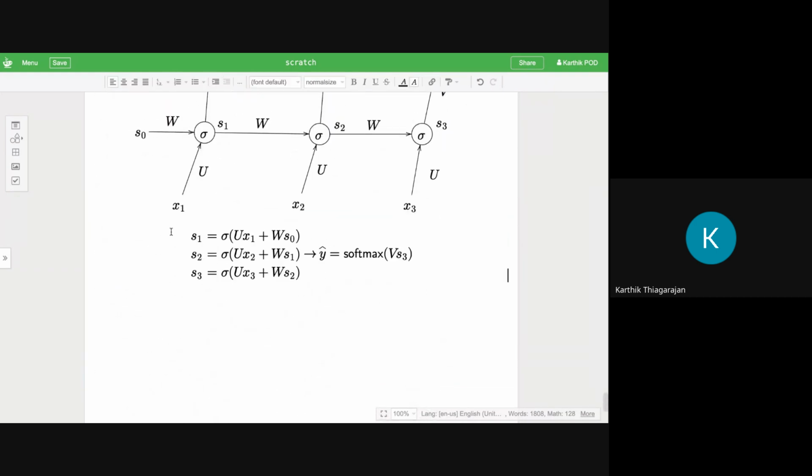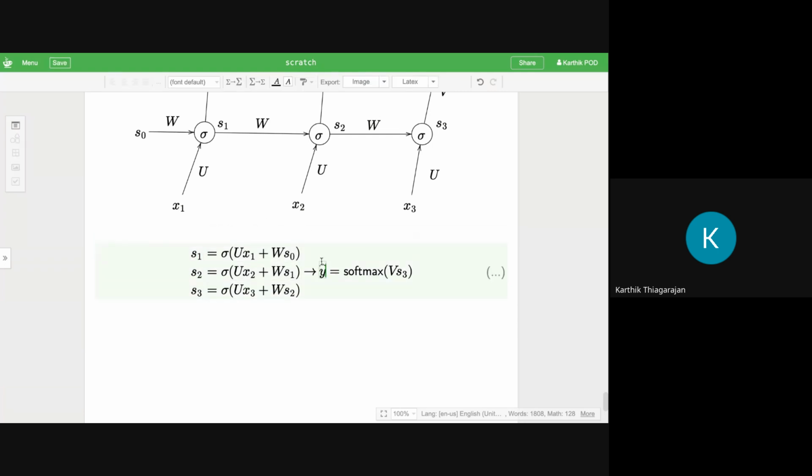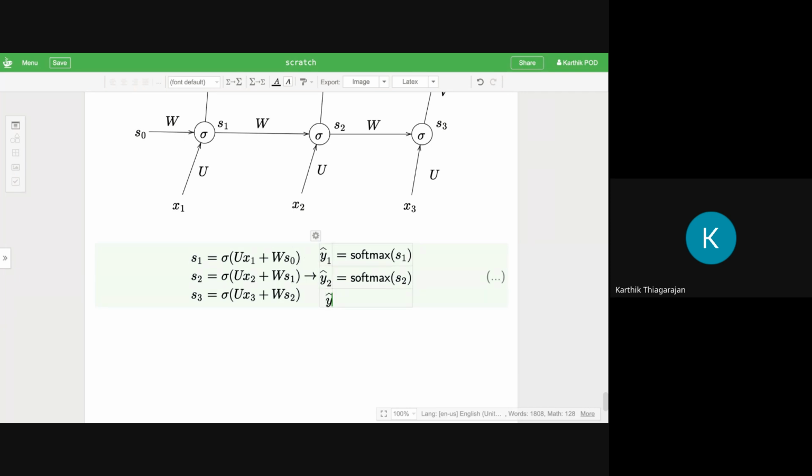So remember, the state equations will not undergo any modification, but you are going to have three separate equations, one for each time step. So you have a yt hat. y1 hat is equal to softmax of s1. You'll also have y2 hat, which is softmax of the state at that time step, whatever information you have at time step 2. Likewise, you'll have a y3 hat equal to softmax of s3.